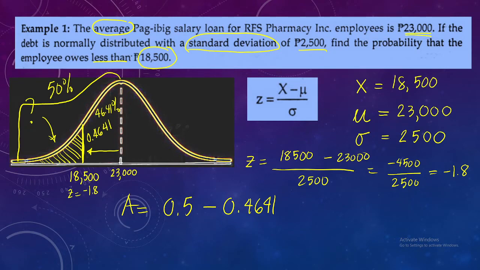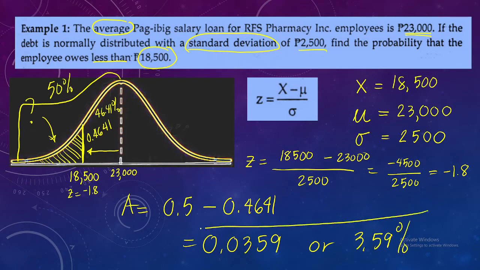0.5 minus 0.4641. That's 0.0359 or 3.59%. So this will be the answer to our problem. The probability or the area that the employee owes less than 18,500 is simply 3.59%. Okay? So let's go to another problem.